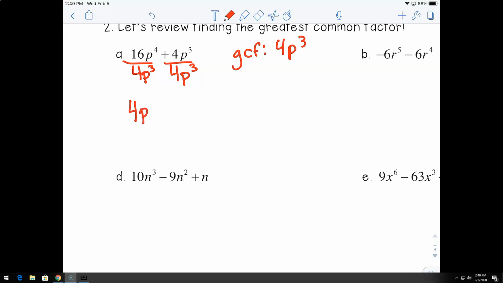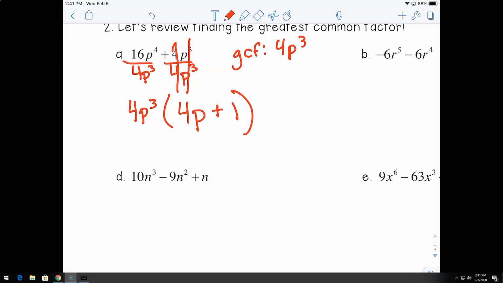So when I do that, my 4p to the third comes to the outside. 16 divided by 4 is 4. P to the fourth divided by p to the third becomes p. 4 divided by 4 cancels. P to the third divided by p to the third cancels, but they don't get to just go nowhere. I need to say that there is a 1 there.